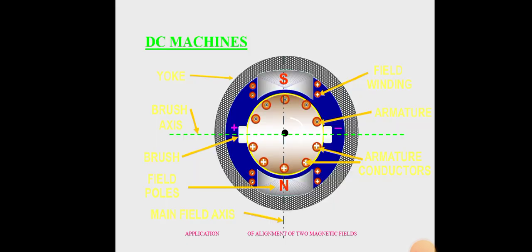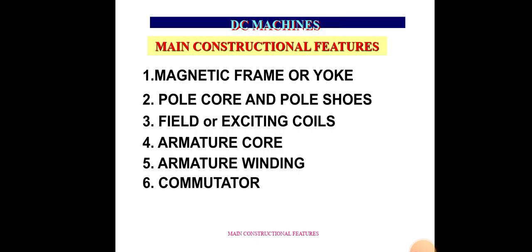So this is the cross sectional view of a DC machine. It has the following parts: yoke, field winding, armature core, armature conductors, brush, main field winding, armature winding. These are the main constructional features of the DC machines.